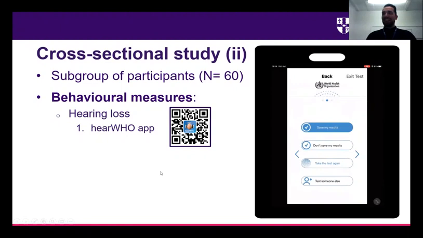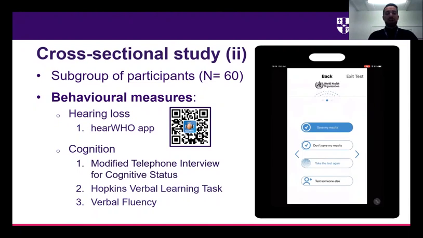Excellent. So, yeah, that was the Hear Who app, and it's available on Android and Apple app stores. Now, in addition to that hearing loss behavioural measure, we also had three measures of cognition, which have also been validated screening measures of dementia and mild cognitive impairment.